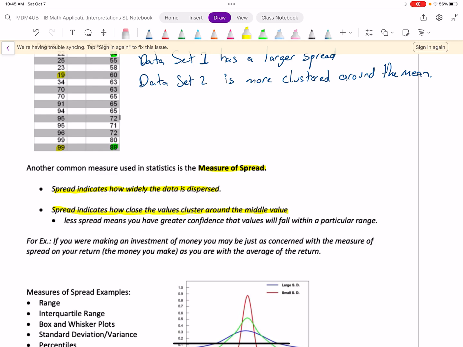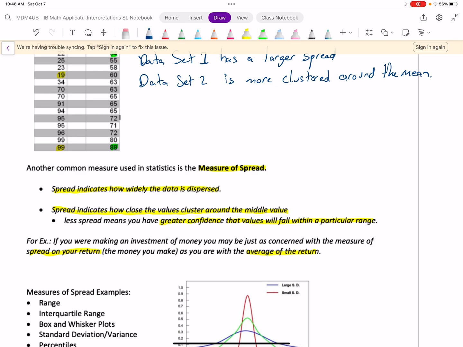And when you get further in stats and start talking about confidence intervals and things like that, less spread means you have greater confidence that the values are going to fall within a particular range. And so we get closer and closer if we can reduce that spread down when we're trying to make estimates and things like that. So if you were making an investment in money, you may be just as concerned with the measure of spread on your return as you are with the average of the return, right?